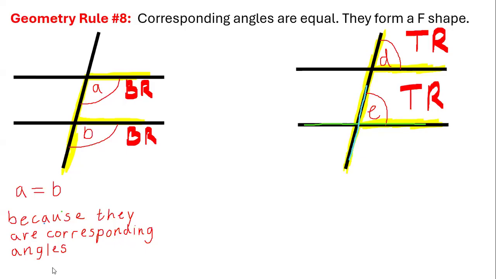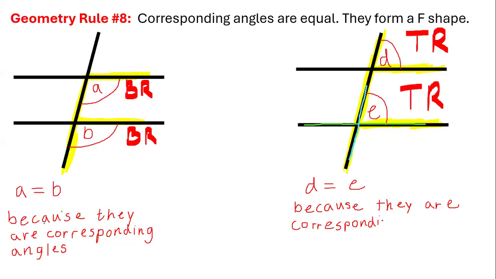Good. So let's make a note of that. We say D is equal to E, so they are equal because they are corresponding angles.